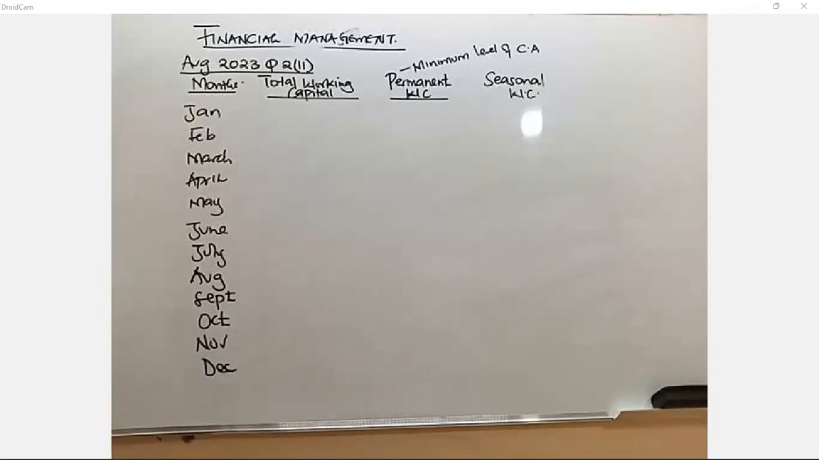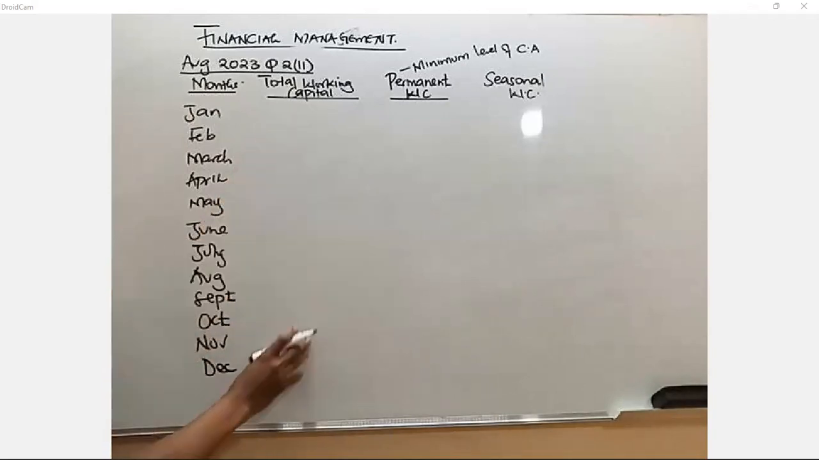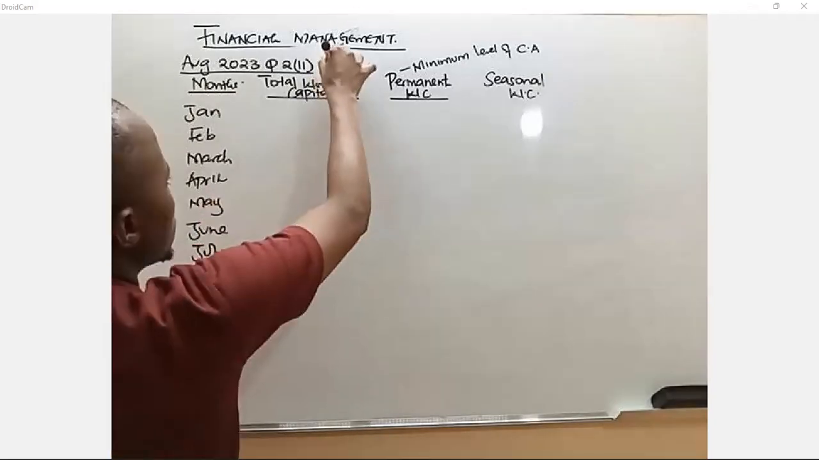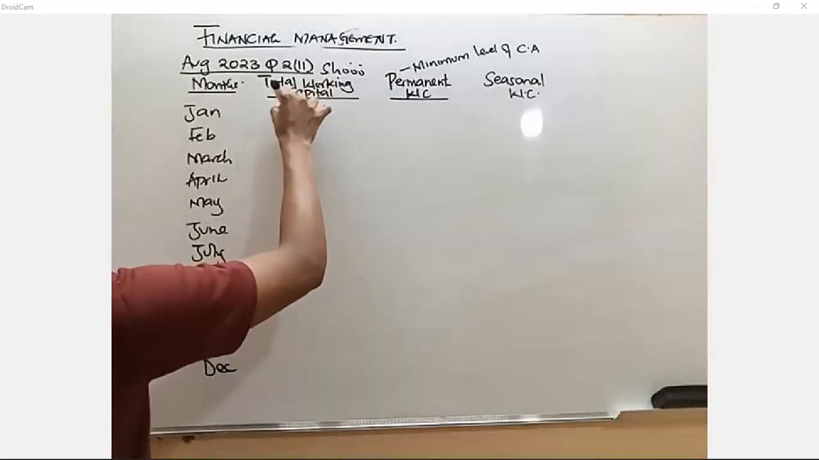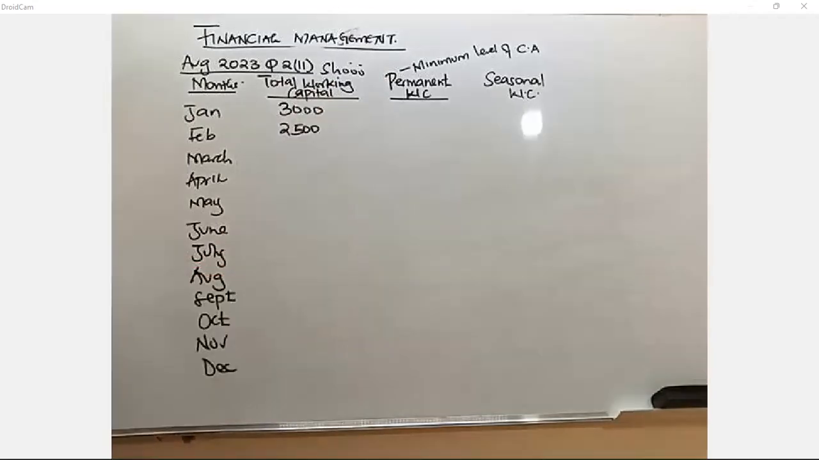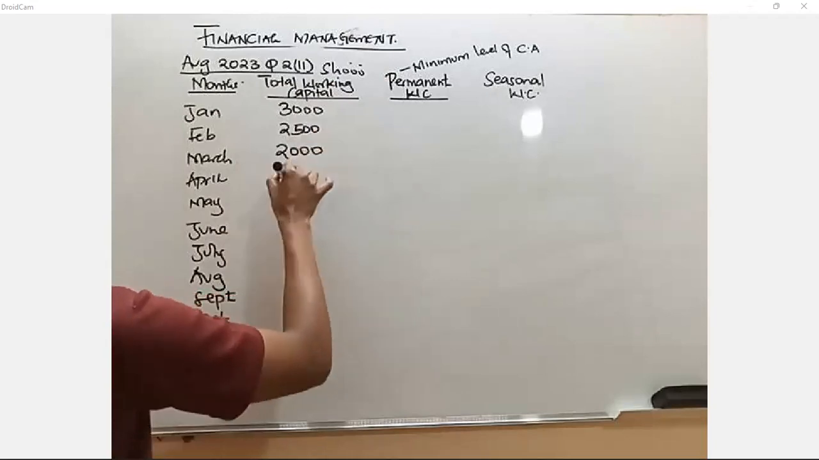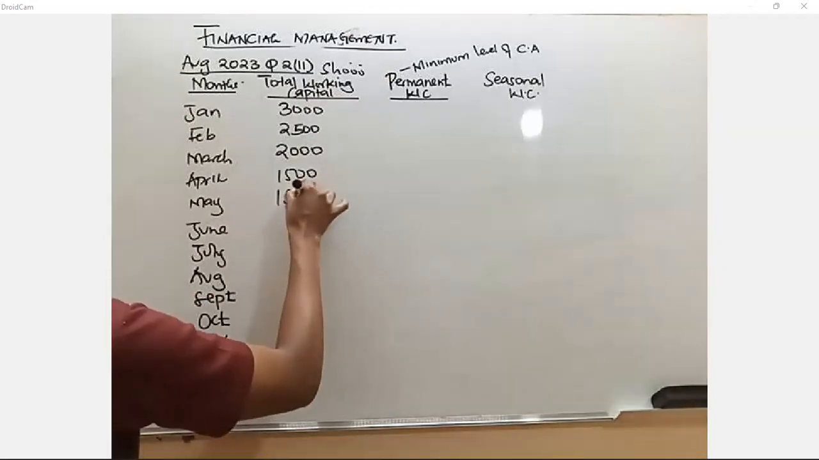Now in this case, let us copy our data here. We are being given the total working capital, in thousands of shillings. So the first one is 3,000. Here is 2,500. For March, we have 2,000. We have 1,500, right? Then we have 1,500. We have 1,700, correct? Then we have 1,800.